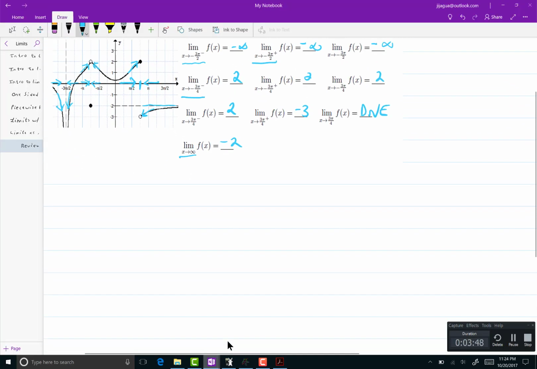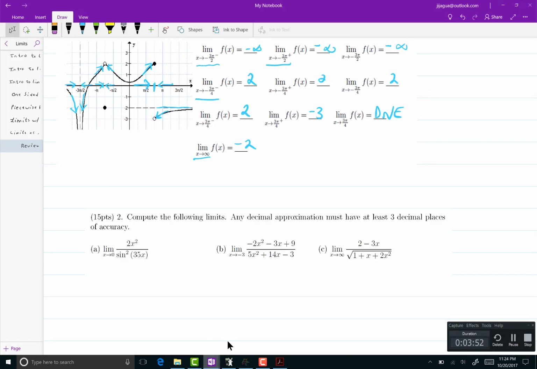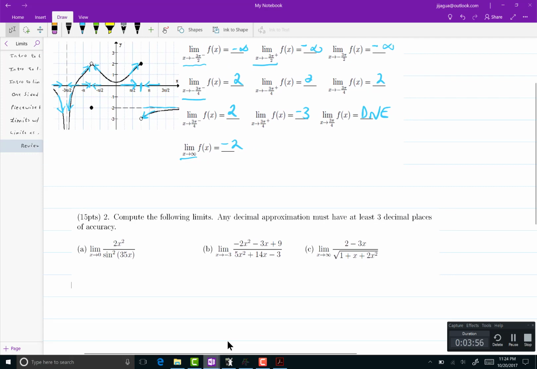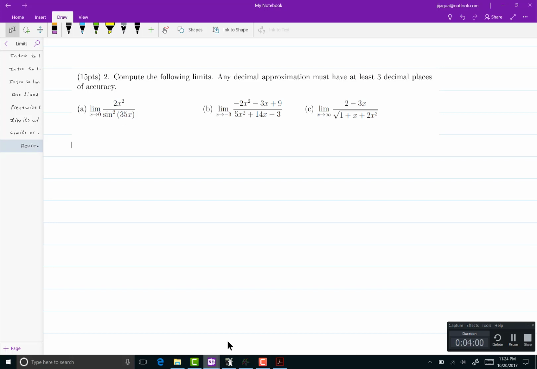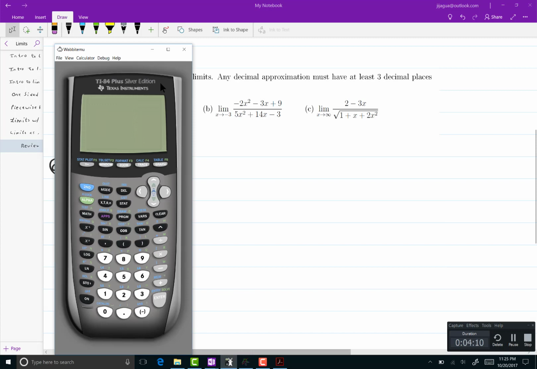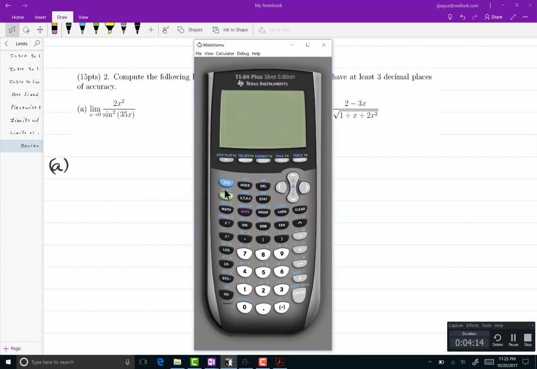The idea is to show you that off the top of my head, I won't actually know what to do first. That's why I'm bringing these in and showing you some of the things that I do to convince myself what the limit is. So the first one, part A, we have the limit as x goes to 0 of 2x squared over sine squared of 35x.